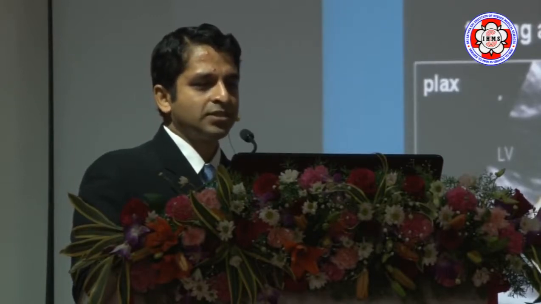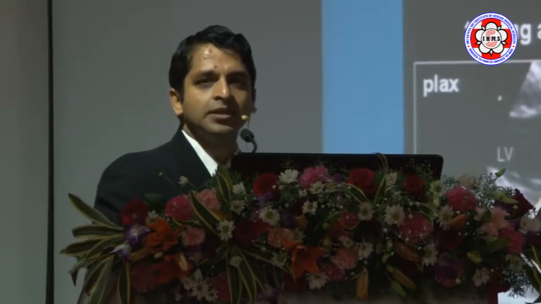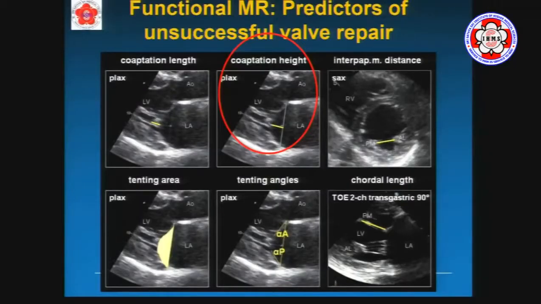One is this coaptation height. See this measurement here, this is a parasternal long axis view. I just measure A, B, and then C. So I just measure the annulus, then I measure the height from this annulus to the tip of this line. And if this is more than 10 millimeters, the chance of successful repair is less, okay?